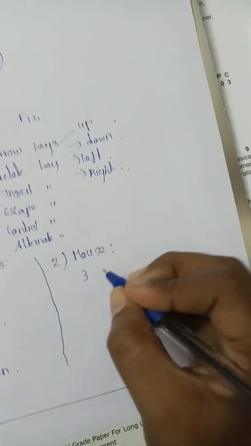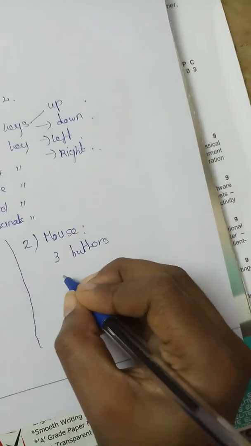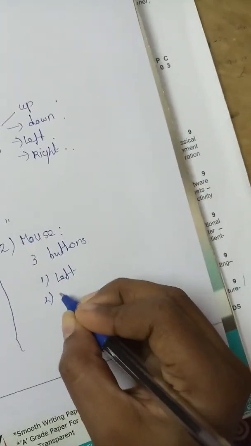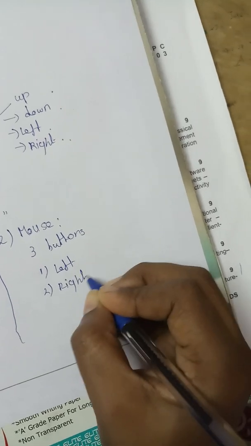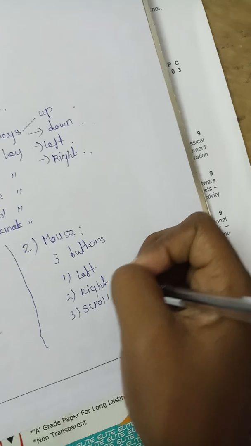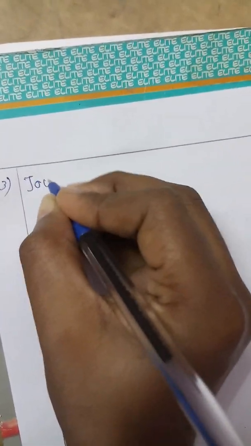It has 3 buttons. The first one is the left button, the second one is the right button, and the third one is the scroll button. Left, right, and scroll. And then the third input device is the joystick.